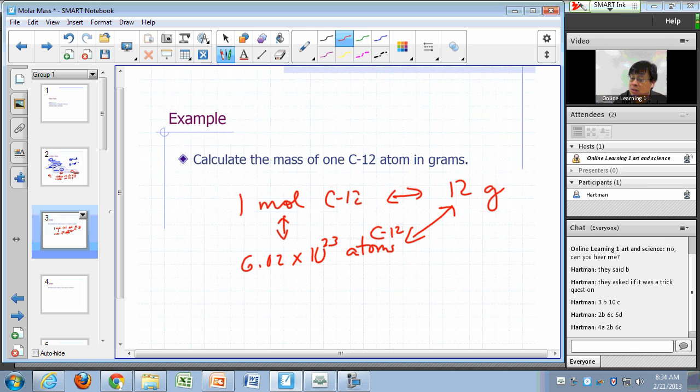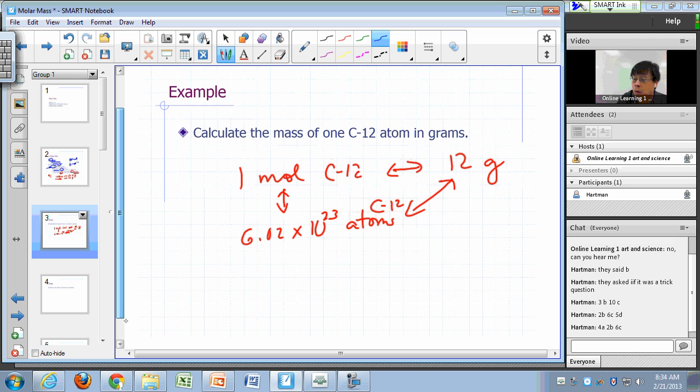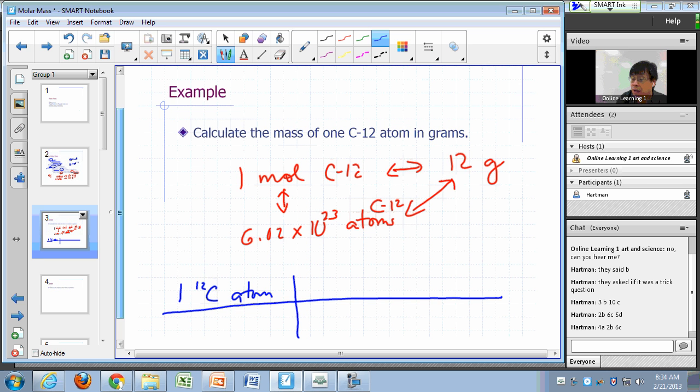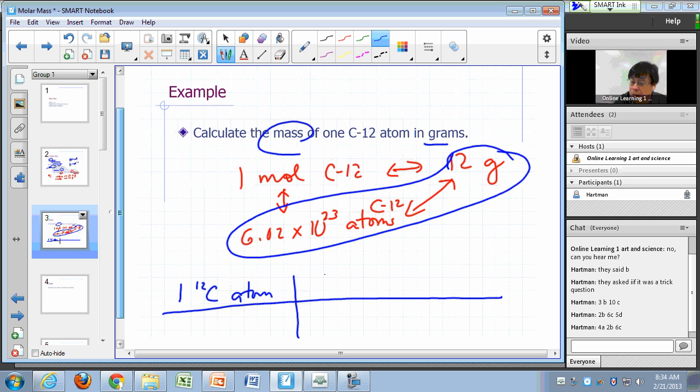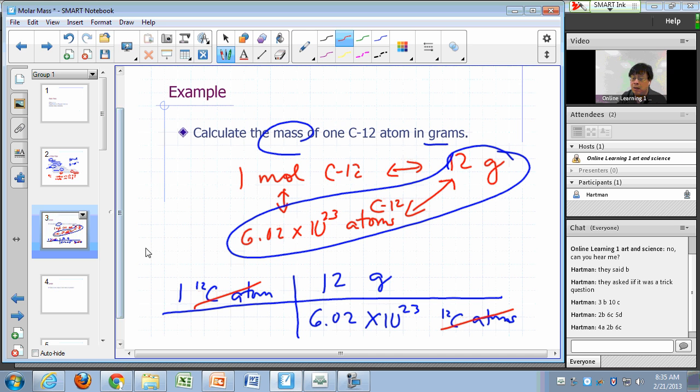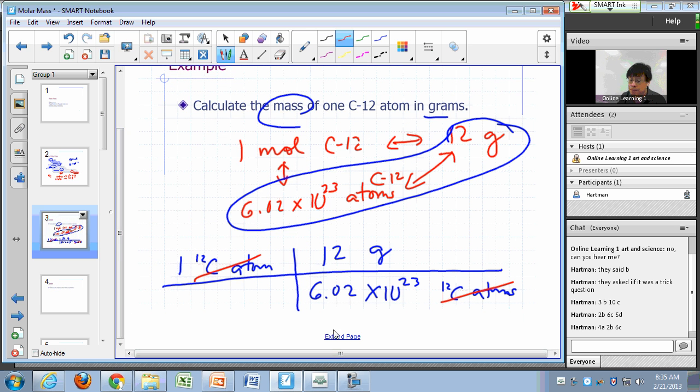So you can use these relationships to construct a conversion factor. If I want just 1 carbon-12 atom, then I can use a conversion factor. What am I looking for? Mass in grams. So this is my conversion factor right here: a 12 gram sample of carbon-12 will contain 6.02 times 10 to the 23rd carbon-12 atoms. So carbon-12 atoms cancel out. That gives you the mass of 1 carbon atom in grams.